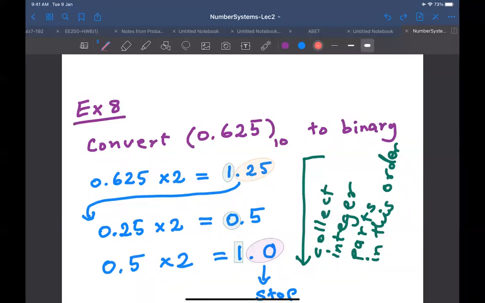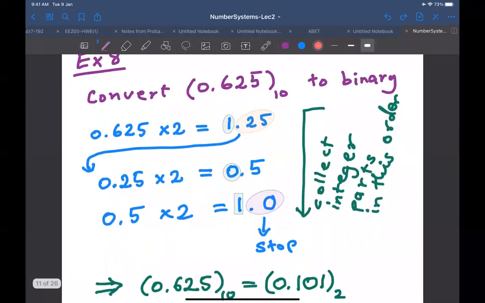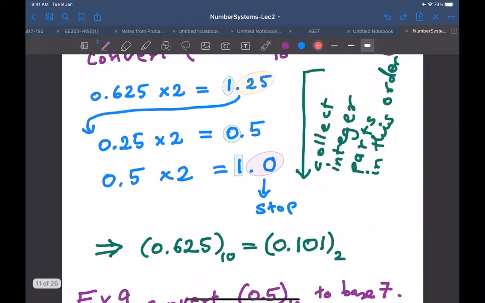Now notice that the fraction part for the third step is 0. So here we can stop. We know that the process is over. So what is my number in binary that is equivalent to 0.625 in decimal? It is basically 0.101. So we start collecting the digits from the top here. We imagine there is a binary point on the top, and then the digits are 1, 0, 1.